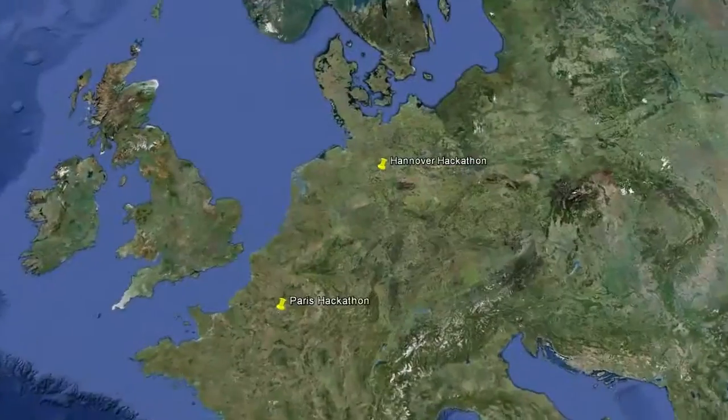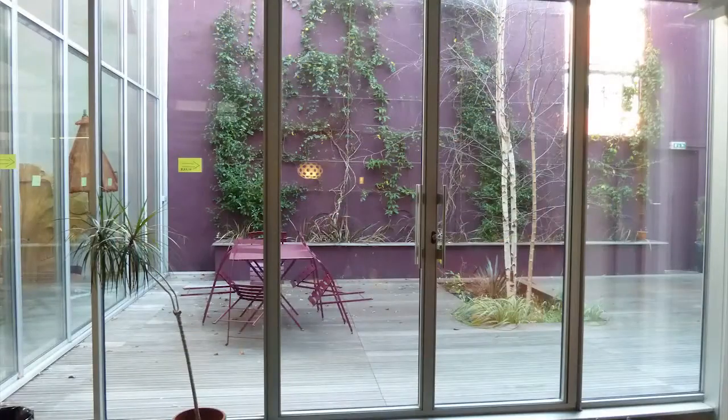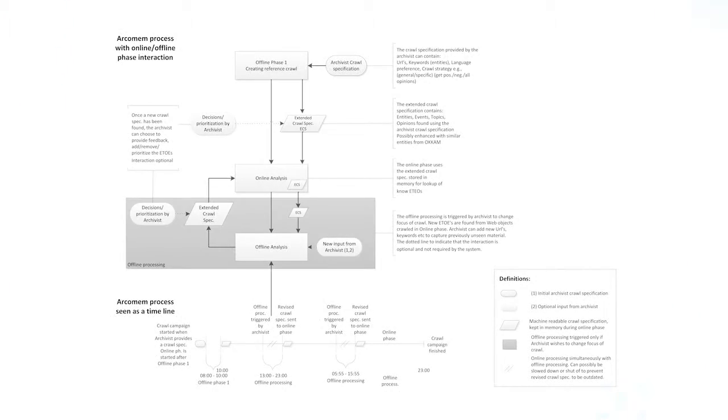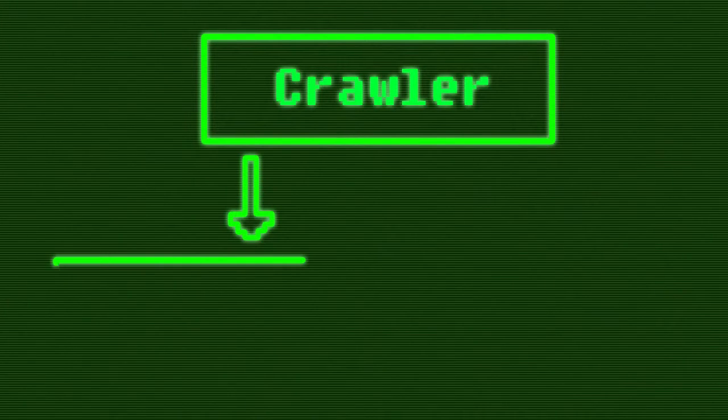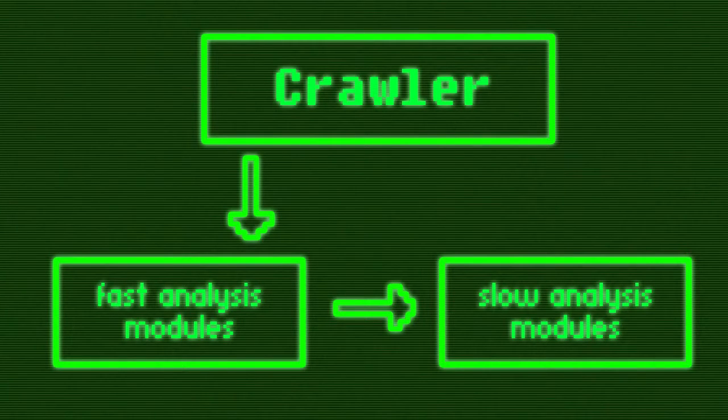In January 2012, technical members of the ARCOMEM team converged on a small room at the Internet Memory Foundation's headquarters in Paris to begin the implementation of the first prototype of the ARCOMEM system. During 2011, the consortium designed a high-level architectural view of the ARCOMEM platform, where a distributed crawler is guided by fast analysis modules that use data computed during a slower batch processing stage.